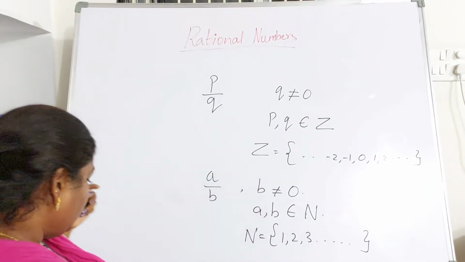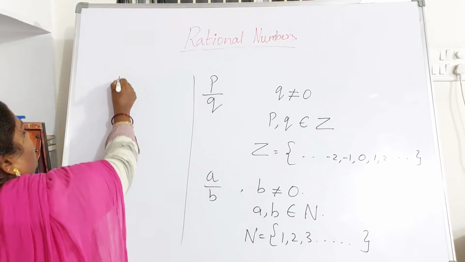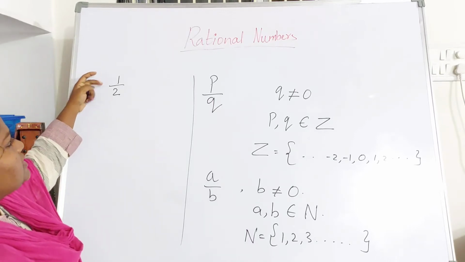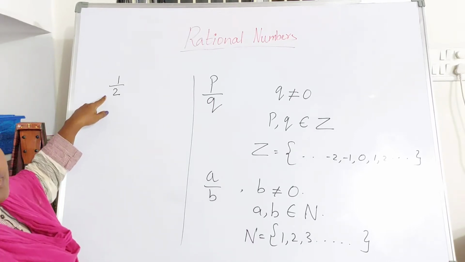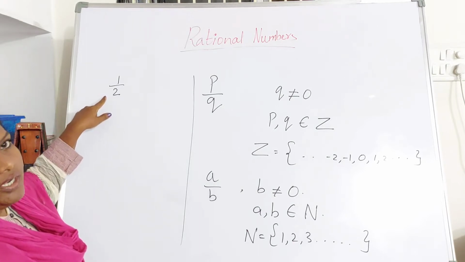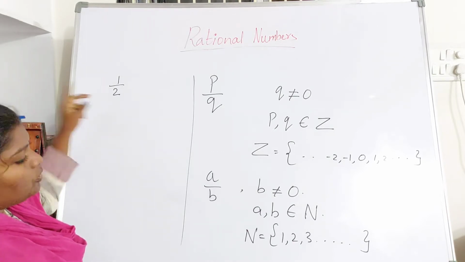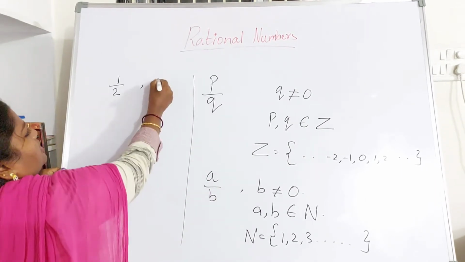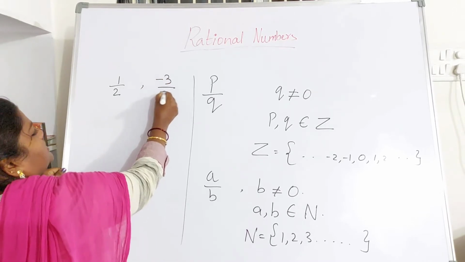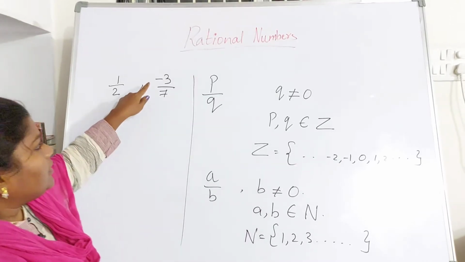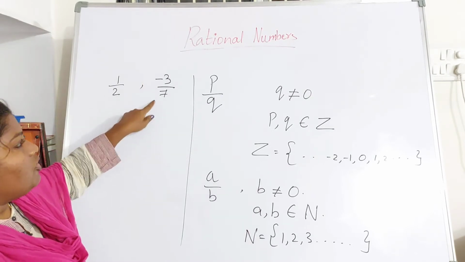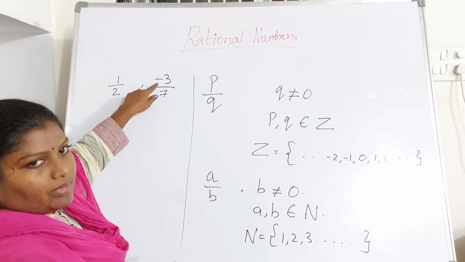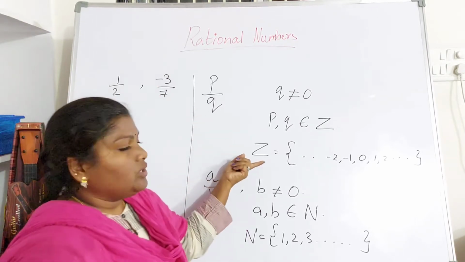Now in the primary section you might have learned 1 by 2. Here you can observe that 1 is positive and 2 is positive. 1 is termed the numerator, 2 is called the denominator. Both 1 and 2 are positive and belong to natural numbers. But for rational numbers, take minus 3 by 7. Here you can observe that the numerator value is minus 3 and the denominator is plus 7. So that belongs to integers.